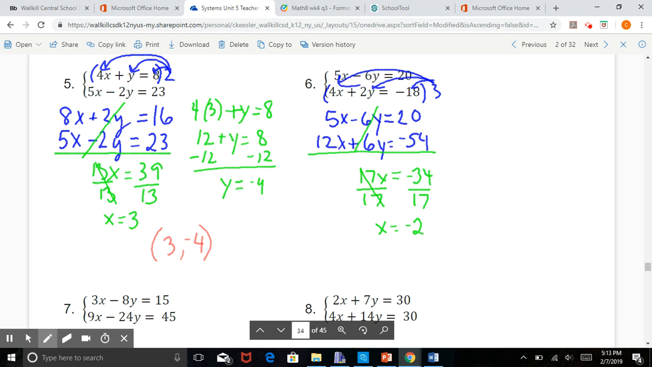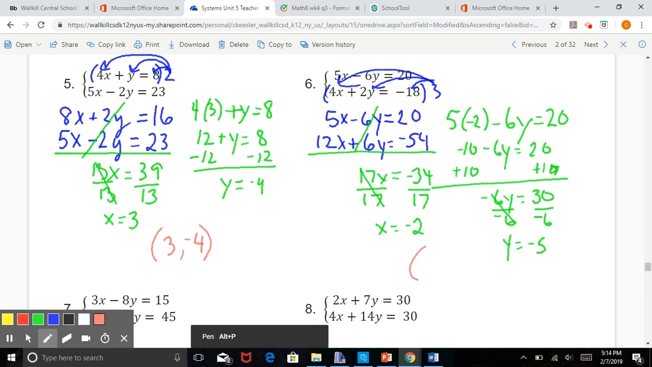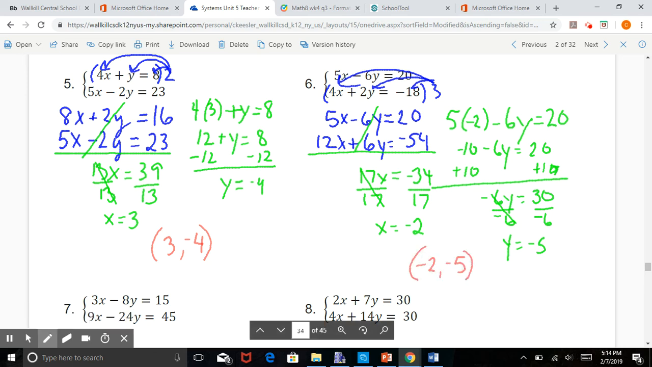Now we can plug that back in and solve for y. So 5 times -2 minus 6y equals 20. 5 times -2 is -10. Minus 6y equals 20. Add 10 and add 10. -6y equals 30. Divide by -6. Divide by -6. And y equals -5. Making the solution to this problem -2 for x and -5 for y.